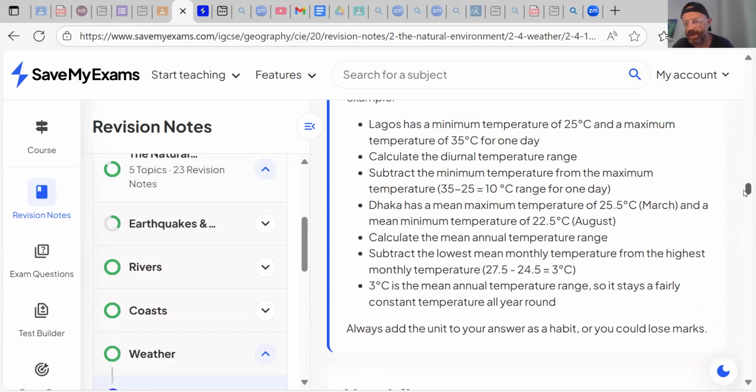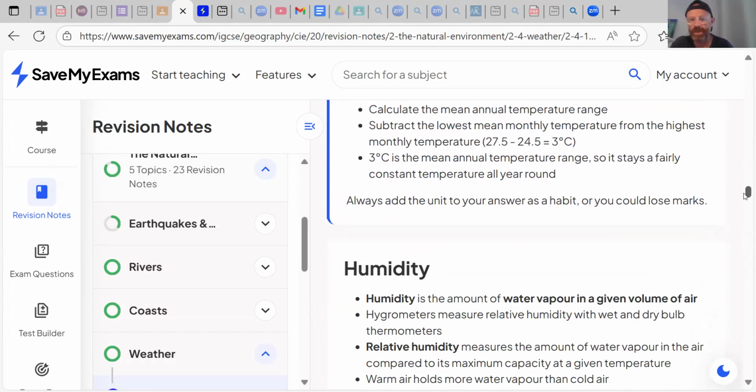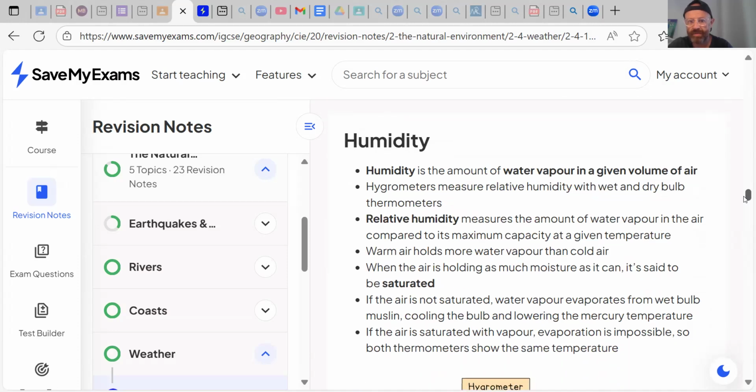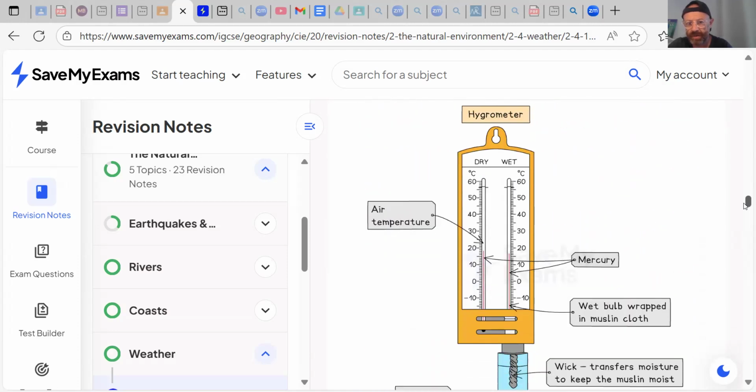If we're talking centigrade, you say centigrade. If it's millimeters, you talk in millimeters. Humidity. Humidity is the amount of water vapor, yeah, relative humidity, hygrometer. Okay.